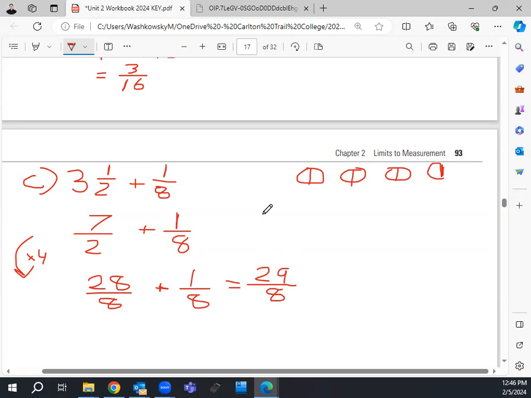Now, I don't want to leave that there. I want to turn this back into a mixed fraction. So what do I have to do? Well, I'm going to take this 29 and figure out how many wholes there are. If I have 29, take away 8, I'm going to get 21. So there's 1. Another one, I'm going to get 13. There's 2. And I can even take a third one. 13 minus 8 is going to give me 5. So I have 3 wholes. So it's 3 and then 5/8 remaining.